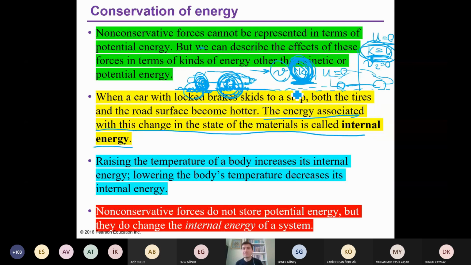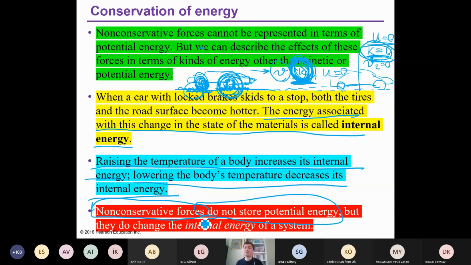For this reason, friction force is called a non-conservative force. So here again, the same information. Raising the temperature of a body increases its internal energy. Lowering the body's temperature decreases its internal energy. Non-conservative forces, for example friction force, air resistance, or fluid resistance, do not store potential energy, but they do change the internal energy of a system.